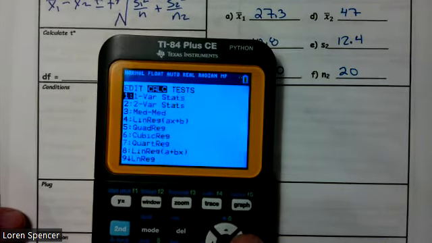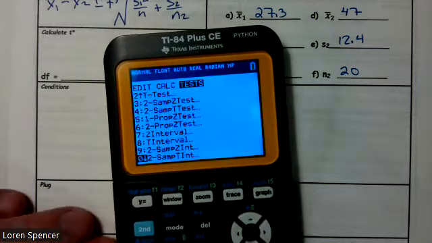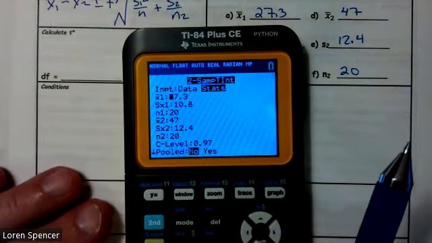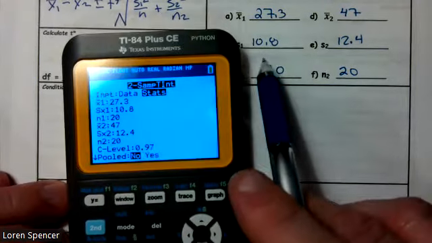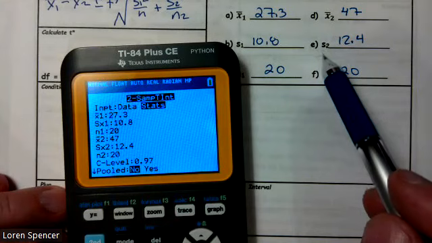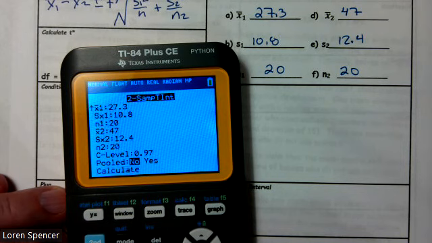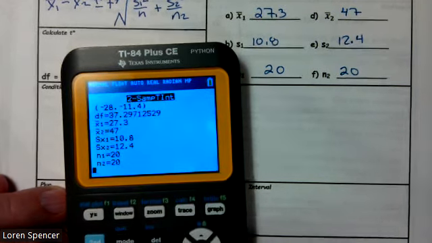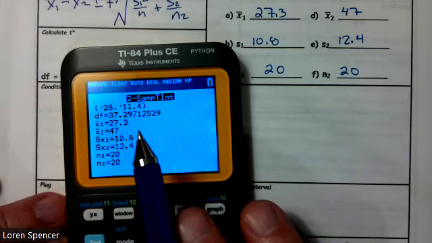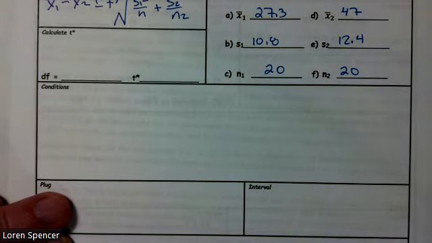So stat test. We're going to drop all the way down to number 0 or 10, the two sample t interval. Press enter. And we have 27.3, 10.8, 20, 47, 12.4, and 20. And they said we wanted a 97% confidence level, so we got that. We never pool. We press calculate, and we get an interval of negative 28 to negative 11.4.